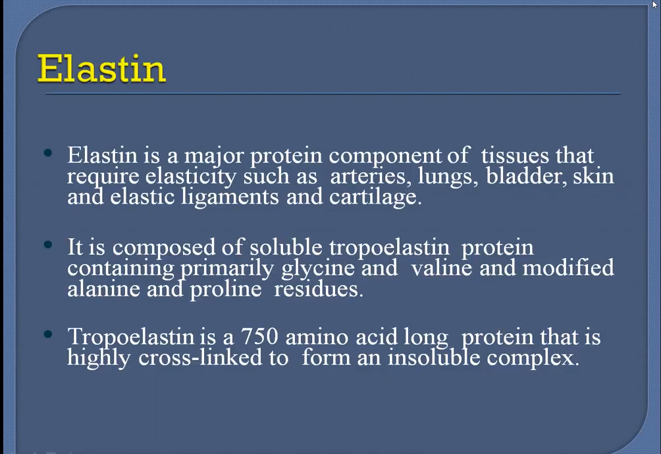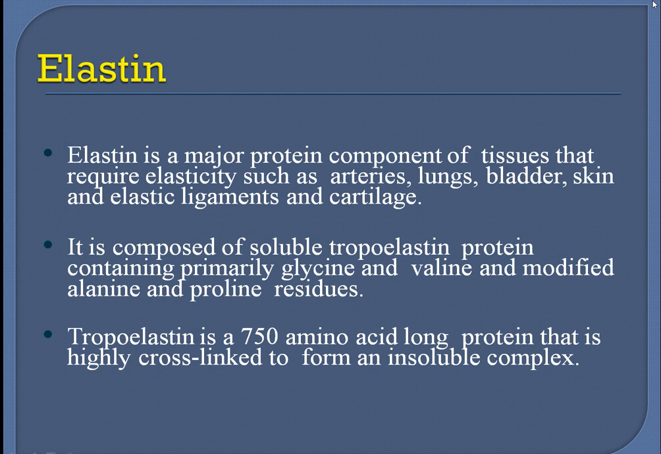Now next structural protein is elastin. Elastin is a major protein component of tissues that require elasticity, such as arteries, lungs, bladder, skin, and elastic ligaments and cartilage. It is made of polypeptide chains which are cross-linked together to form a rubber-like elastic fiber. Each elastin molecule uncoils when the fiber is stretched and recoils spontaneously as soon as the force is relaxed.